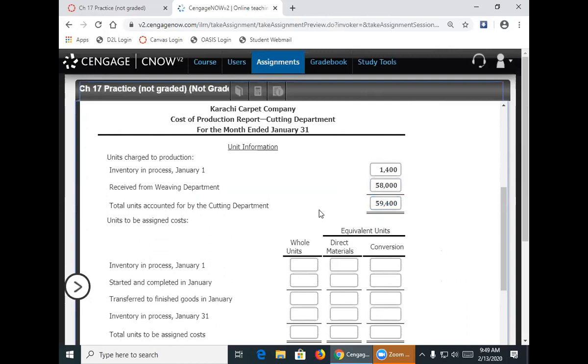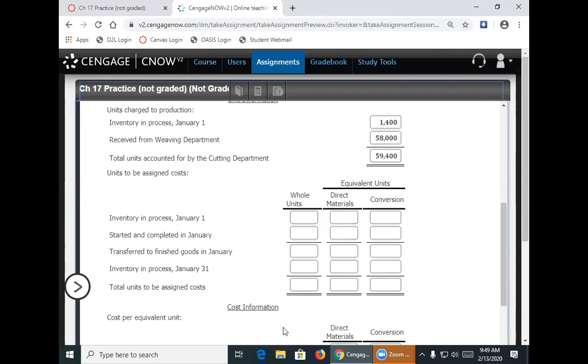But right now, we have units to be assigned costs. We have the total units in the cutting department for the month of January, 59,400. Now, of those units, we want to know how many were in inventory and process, how many were started and completed, transferred to finished goods, and then our ending inventory. So when we break it down like this, that's when we're going to step 2, calculate our equivalent units. That way we'll be able to assign costs to these different categories, okay?